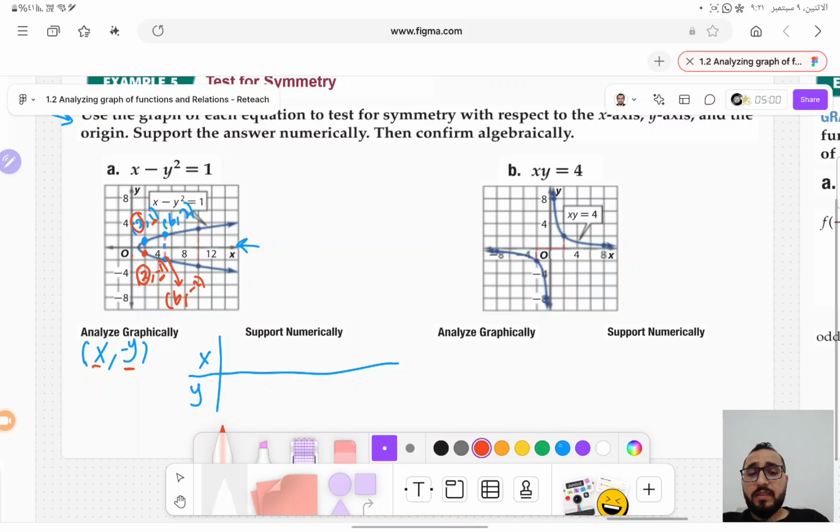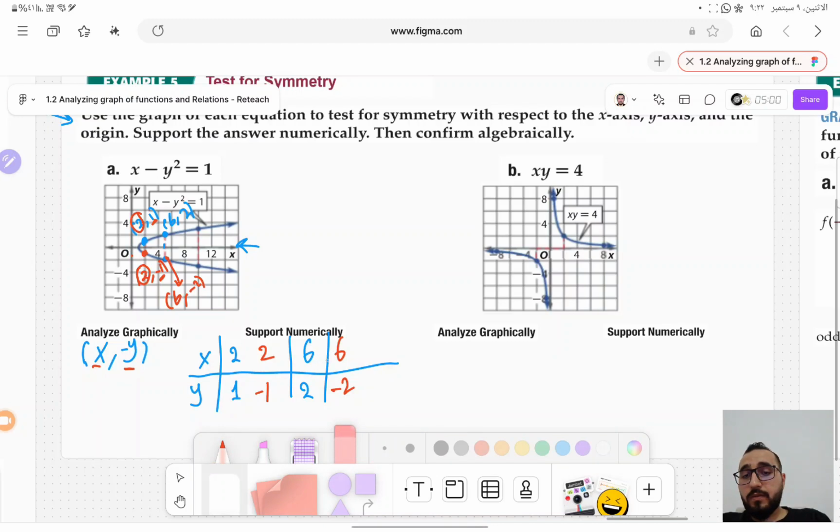So if we make the table, the first point here will be 2 and 1, and also the second point in the red one, which is the opposite to that point, is 2 and -1. Same thing for 6 and 2, and 6 and -2. And if we complete the table, this is how we can support our answer numerically. Okay, I hope you understand this.